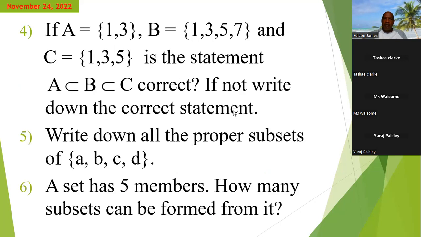All right, moving along. Question 4. If A is 1 and 3, B is 1, 3, 5, 7, and C is 1, 3, 5. Is the statement A is a subset of B, which is a subset of C, correct? And if not, write down the correct statement. Yes, sir. It's correct. All right, so give me a second.